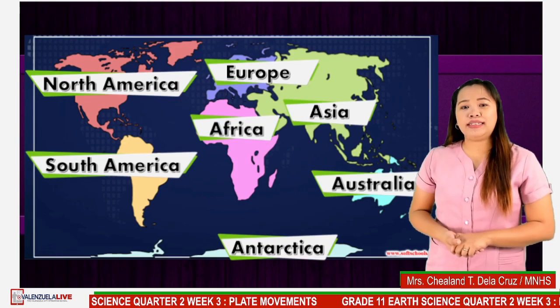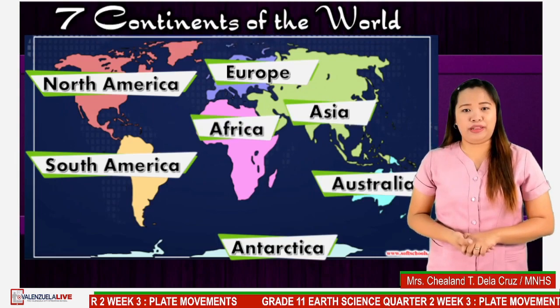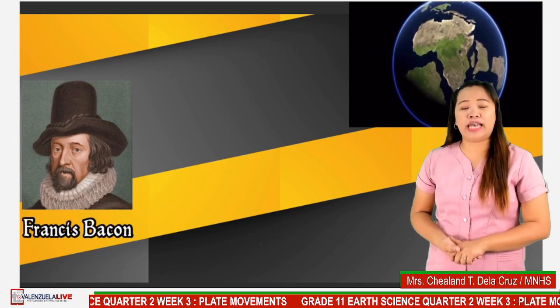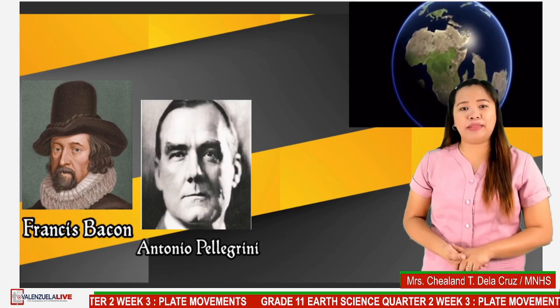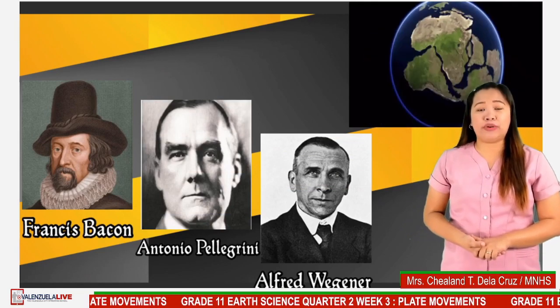Altogether, these land masses make up the 7 continents of the world. But did you know that the current positions of our continents was viewed to be totally different from how it looks like 250 million years ago? 3 personalities believed that the continents had once formed a single landmass before breaking apart and drifting to their present locations.